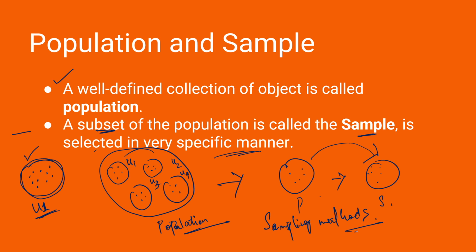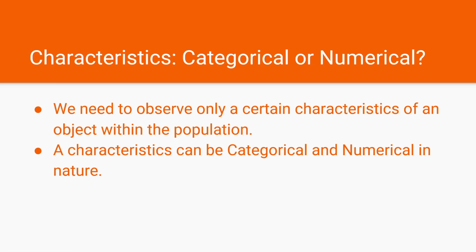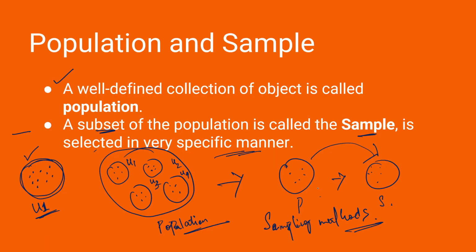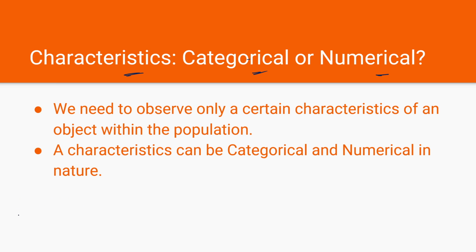So this is the concept of population and sample. Now let's see the next thing, that is the characteristics. Characteristics can be categorical or numerical. What is the meaning of characteristics? Characteristics means the objects, group of objects. The group of objects that we call the population.